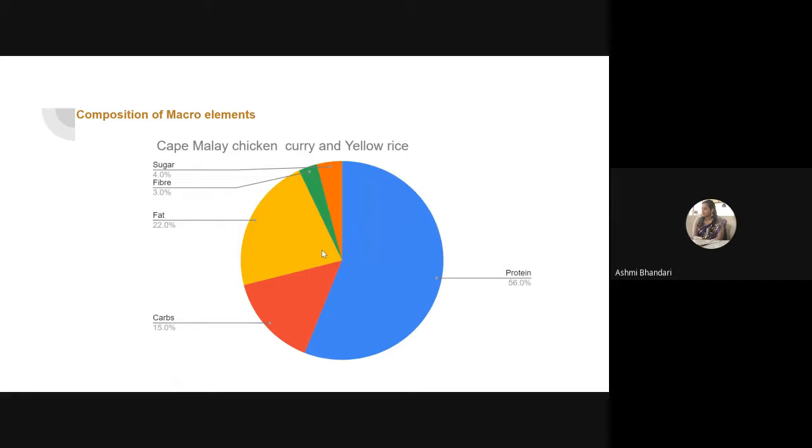Let's talk about the composition of Cape Malay chicken curry with yellow rice, where sugar content is 4%, fiber content 3.3%, fat content 22%, carbohydrate content 15%, and at last protein content 56%.